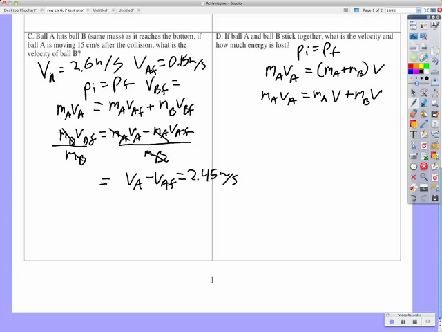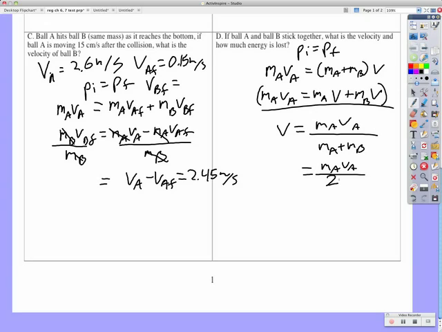So here I can just say V is MA VA over MA plus MB. Well, that's the same thing as MA VA over 2M. And I can cancel that. So I get VA over 2. So there, V equals 1.3 meters per second. It turns to 2M because they won't. Yeah.